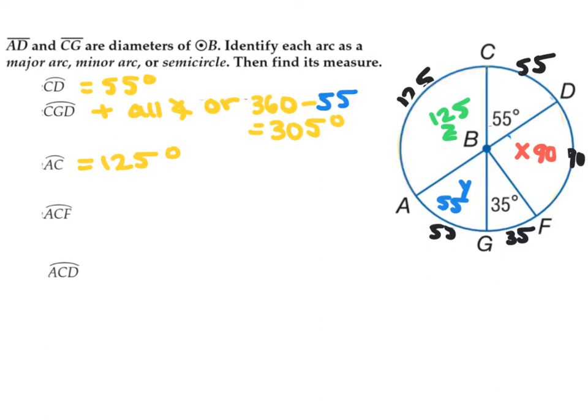The next problem asks for arc ACF. So I would start at A, go around to C, and keep going to F. So we could either add all the angles, or do 360 minus 55 minus 35, since they're not included. But regardless of which way you do it, it'll give you an answer of 270.